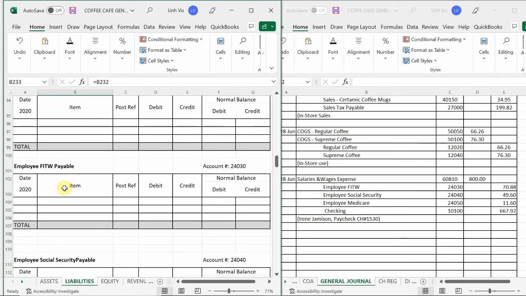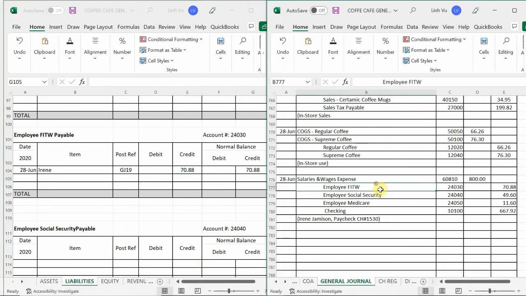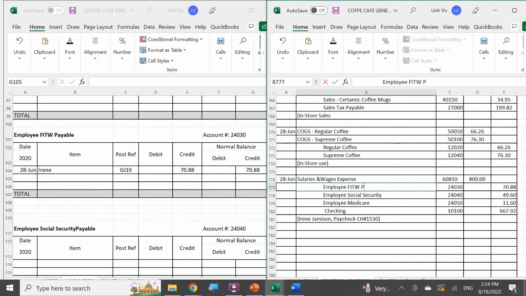So in this case, she's going to be taken out right here, federal income tax withholdings payable, right? 28. This is for Irene. For a credit of $70.88. Okay, which is a credit. Actually, I didn't even put payable at the end of every single one. Let me go ahead and put that in there real quick.